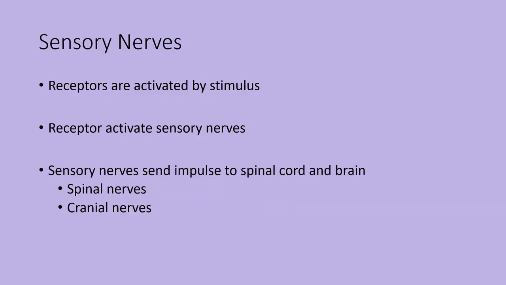Sensory nerves. As we look at this whole process with the somatic nervous system, you have all these various receptors that have been stimulated. Maybe it's by light with your vision receptors, sound from your auditory receptors, whatever receptors they are, touch, etc. They've been stimulated by something. You have a stimulus, so they become activated. They in turn are going to stimulate your sensory nerves. Your sensory nerves are going to send that impulse to the spinal cord and to the brain. And these will be the spinal nerves and the cranial nerves that we've talked about in previous chapters.